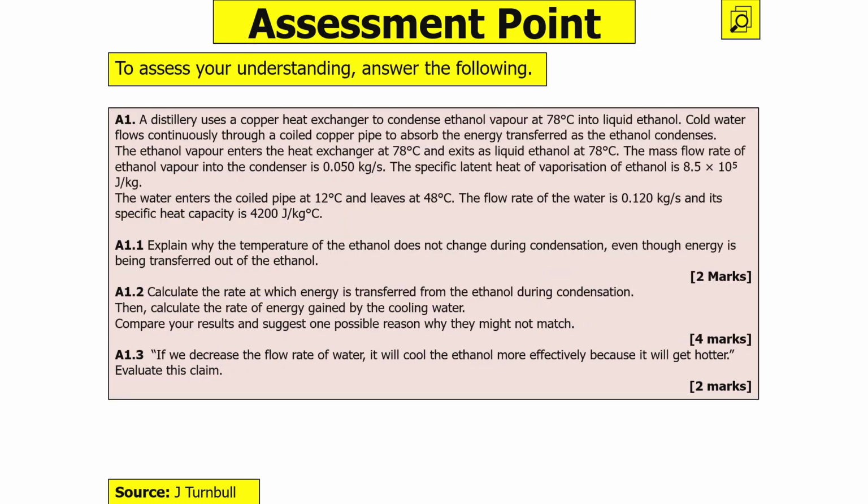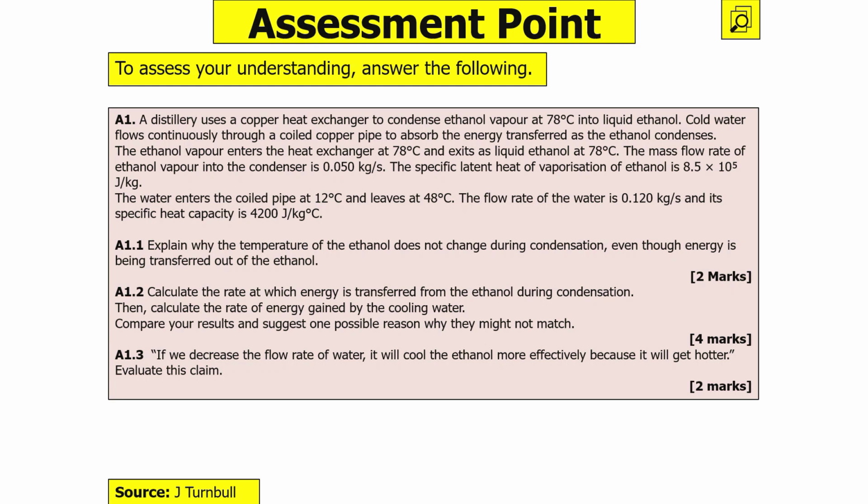A distillery uses a copper heat exchanger to condense ethanol vapor at 78 degrees Celsius into liquid ethanol. Cold water flows continuously through a coiled copper pipe to absorb the energy transferred as the ethanol condenses. The ethanol vapor enters the heat exchanger at 78 degrees Celsius and exits the liquid ethanol at 78 degrees Celsius. The mass flow rate of the ethanol vapor into the condenser is 0.050 kilograms per second. The specific latent heat of vaporization of ethanol is 8.5 times 10 to the 5 joules per kilogram. The water enters the coil pipe at 12 degrees Celsius and leaves at 48 degrees Celsius. The flow rate of the water is 0.120 kilograms per second, and the specific heat capacity is 4,200 joules per kilogram degree Celsius.